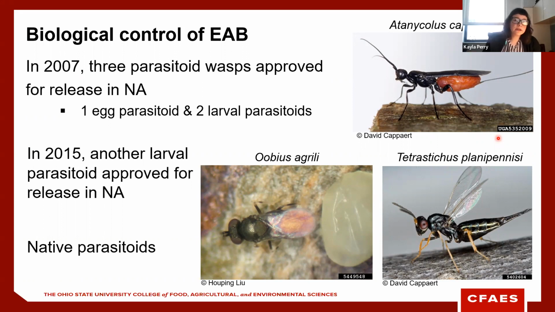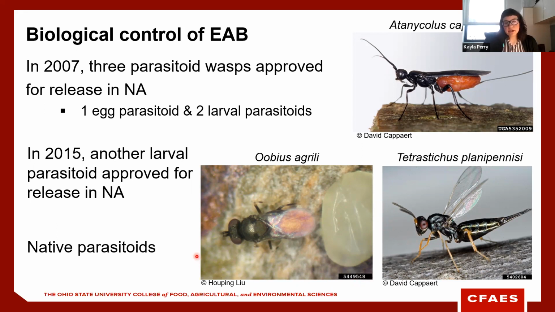And so there are currently 4 parasitoid wasps that are approved for release in North America. In 2007, the first 3 were approved and released. There's 1 egg parasitoid, Oobius, as you can see here, and 2 larval parasitoids, one of which is shown here, Tetrastichus. And there's been substantial releases throughout Michigan and Ohio, but elsewhere in the eastern United States. And there is evidence that these parasitoids have established, some better than others. Tetrastichus in particular has done fairly well throughout most regions. Oobius has also been recovered in many regions, although it's a little bit more difficult to sample for and to detect.